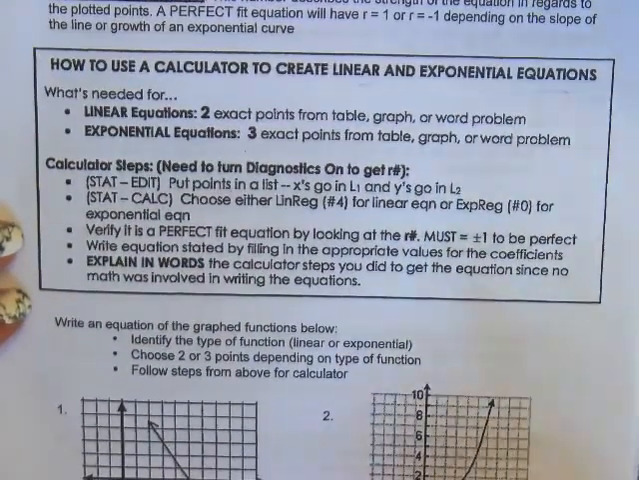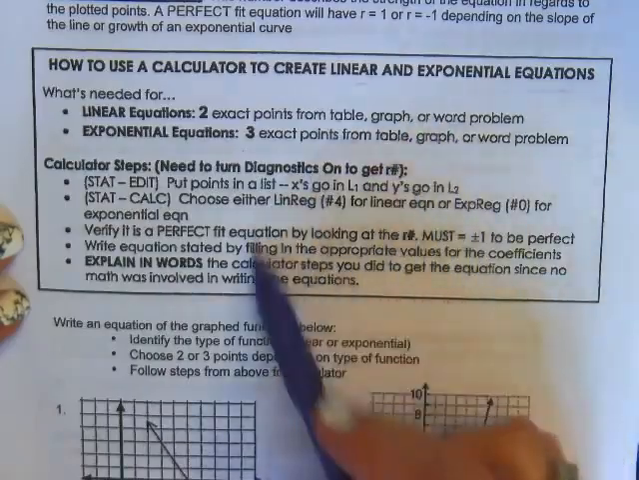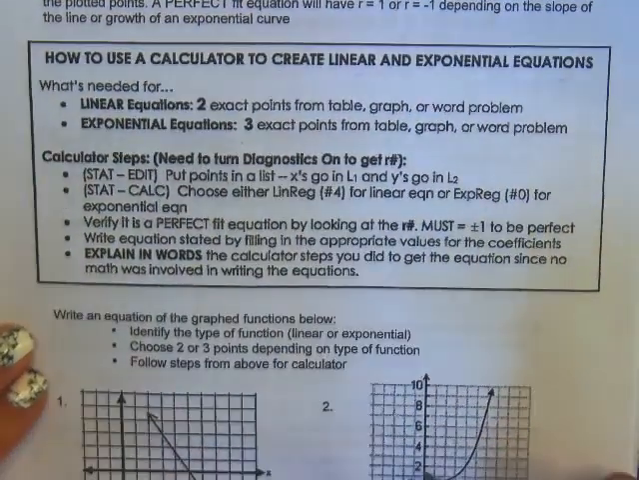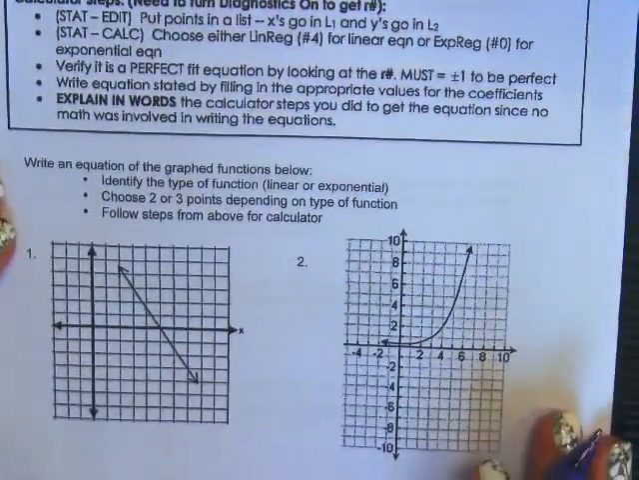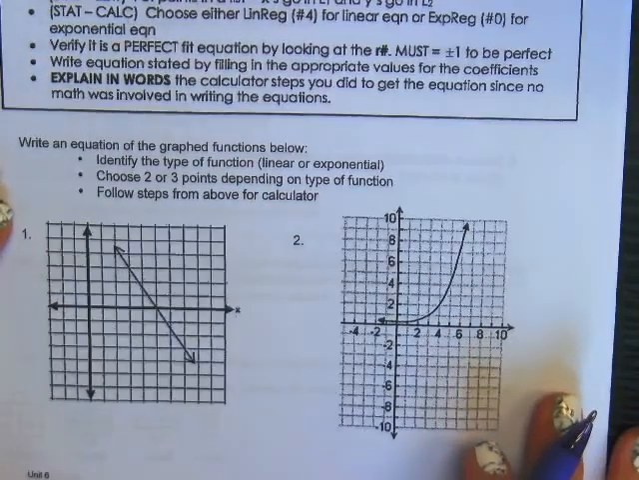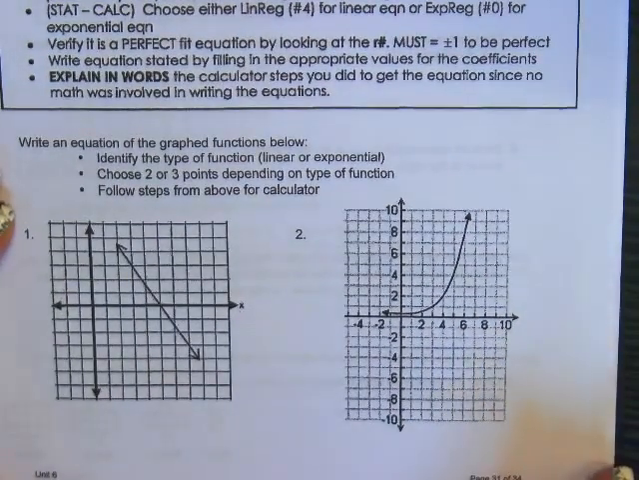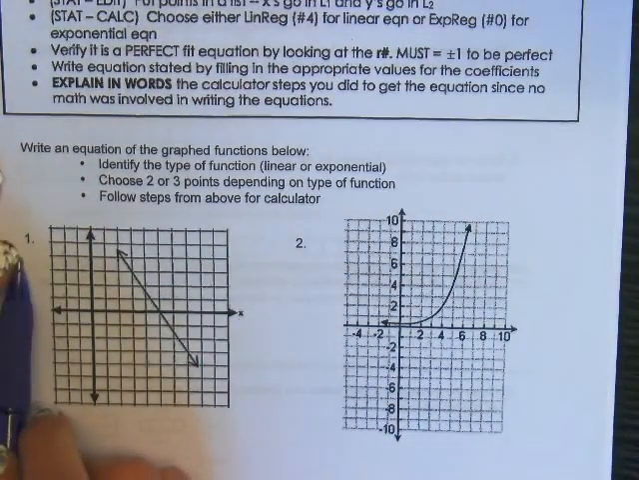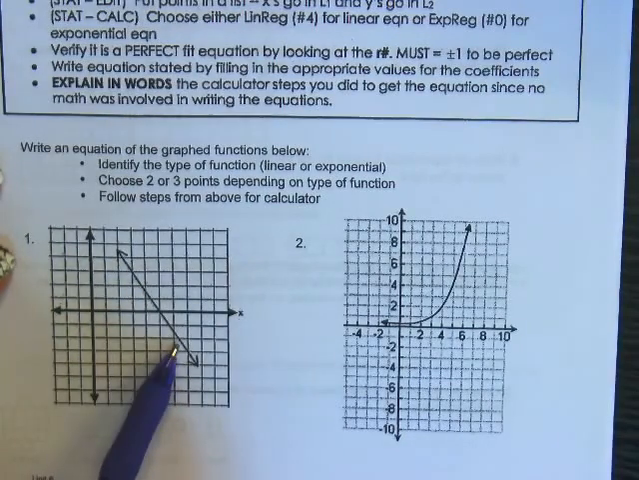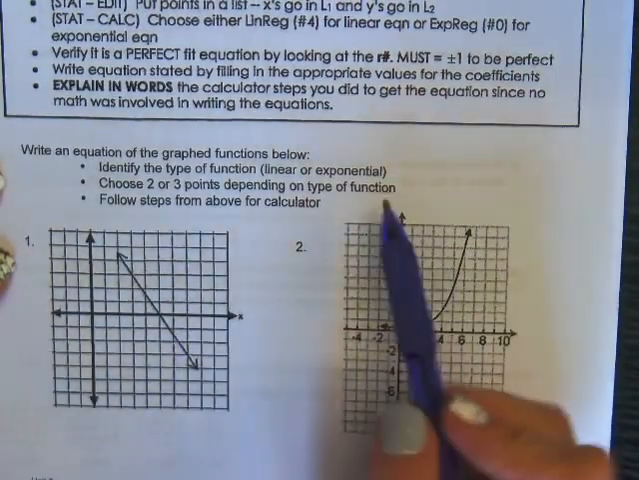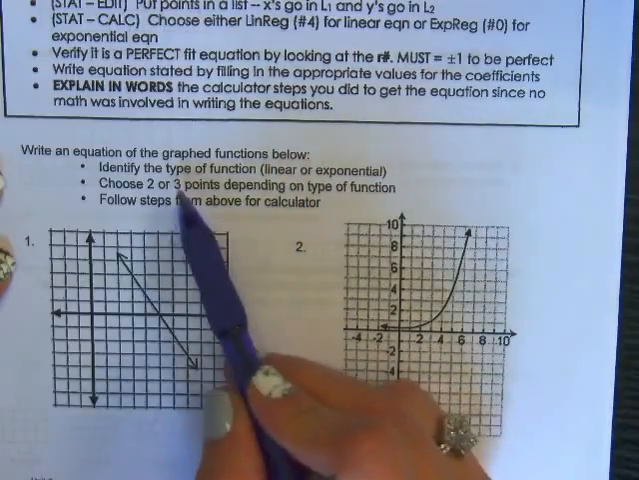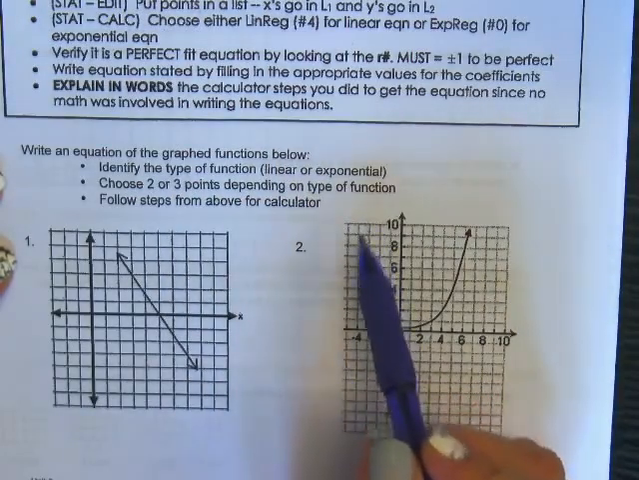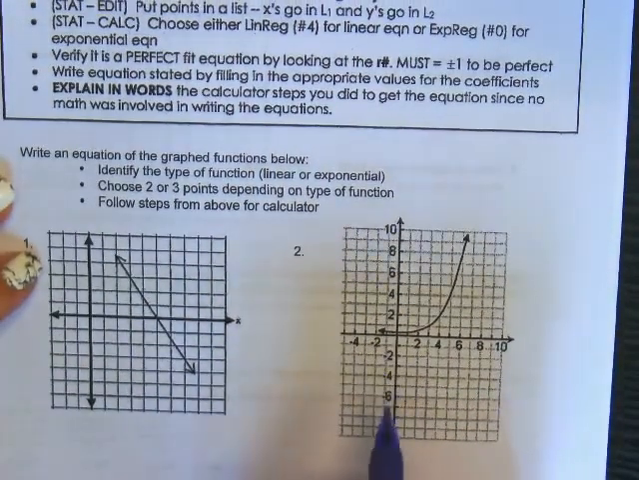What's needed is all the stuff that we've written here, but what we're going to do is look at the graphs below and decide if each one is linear or exponential, and we're going to pick points to put into the calculator. Starting with the first one, I see that this is a straight line. I know that it's linear, so I've chosen that it's linear, and now I'm going to pick 2 or 3 points to put into the calculator.